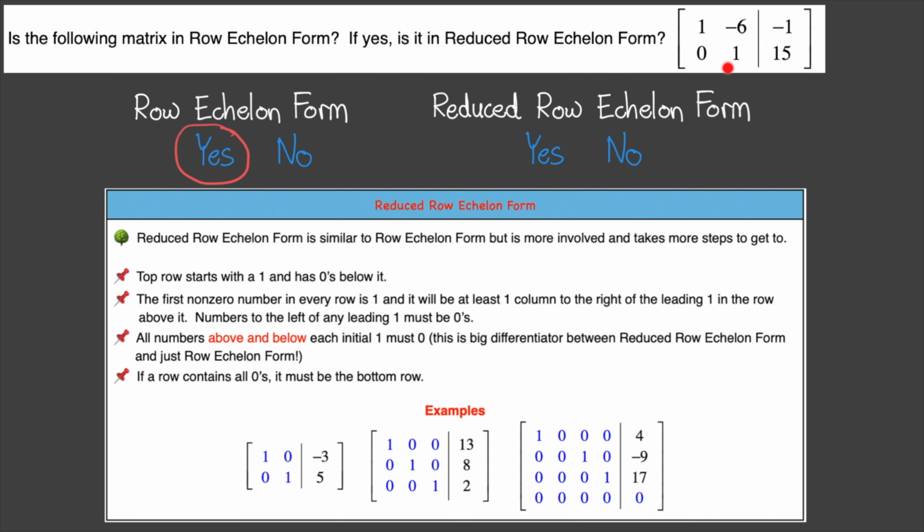Now this one, here's our initial 1 in row 2. Notice above it, there is a -6. That's not a 0. So that actually violates this feature here because above and below any initial 1 must be zeros. So therefore, this matrix here is not in reduced row echelon form. So I will circle the no.